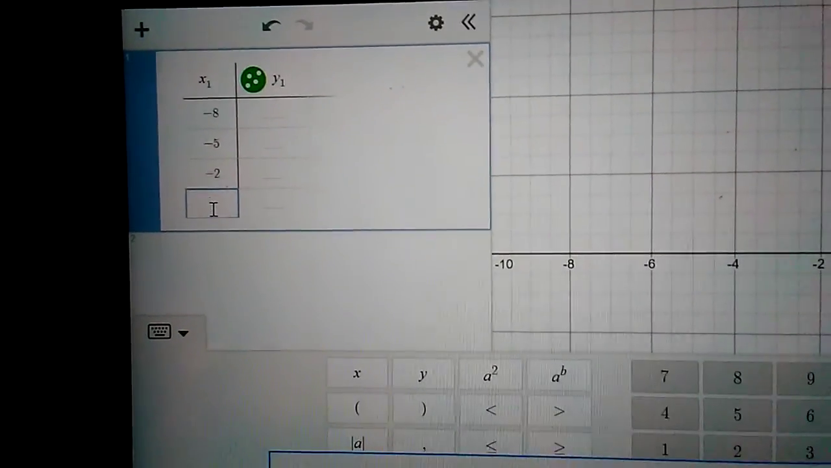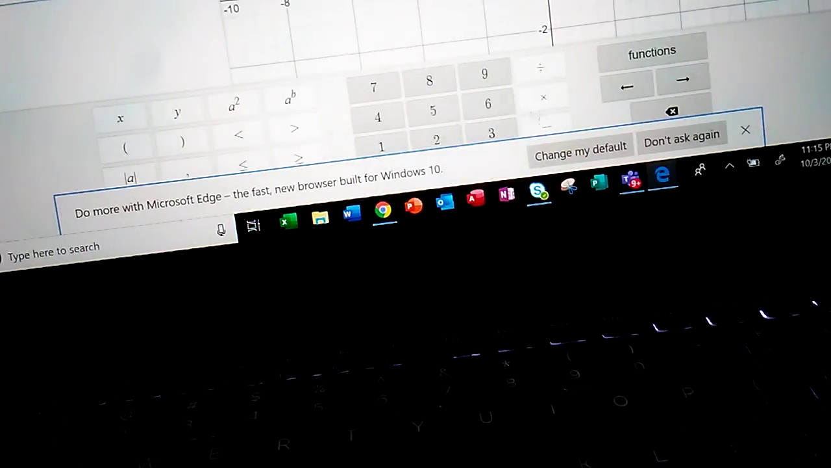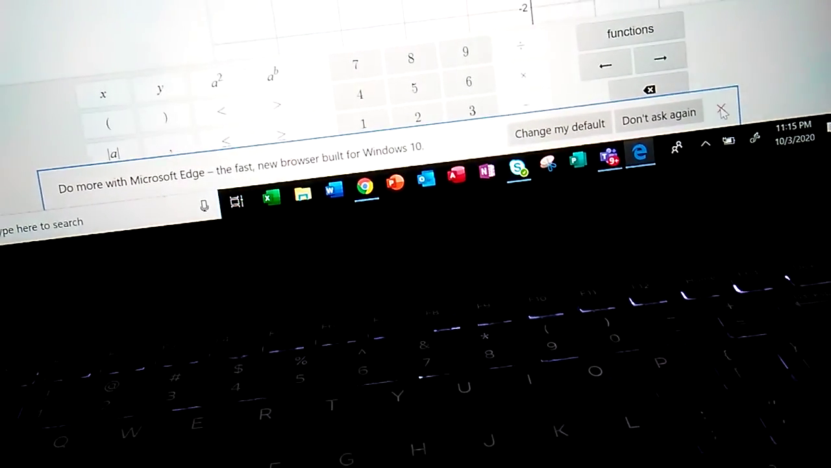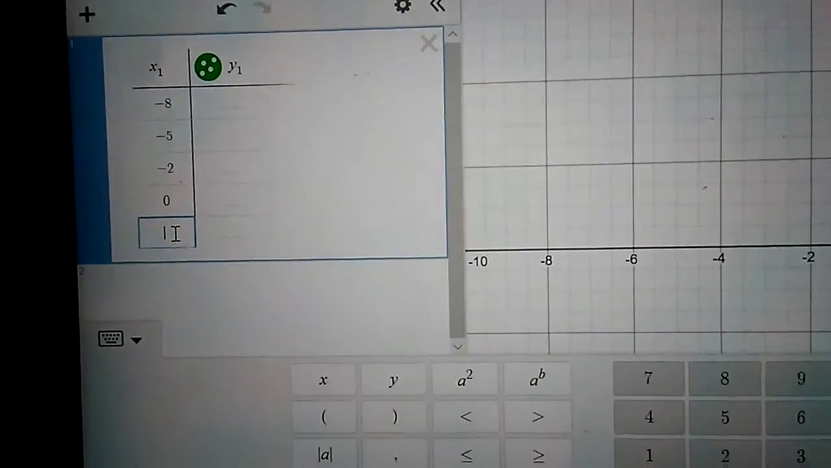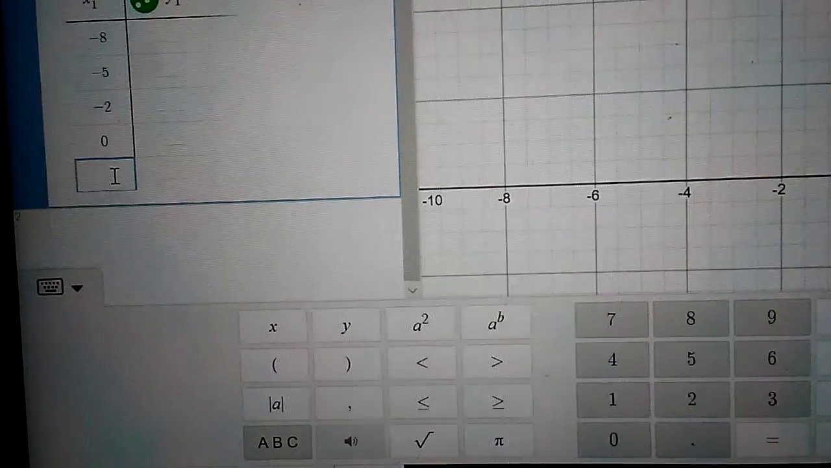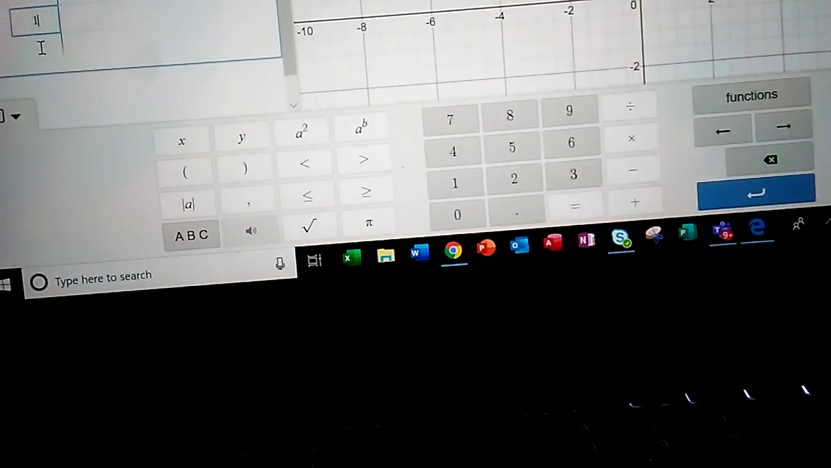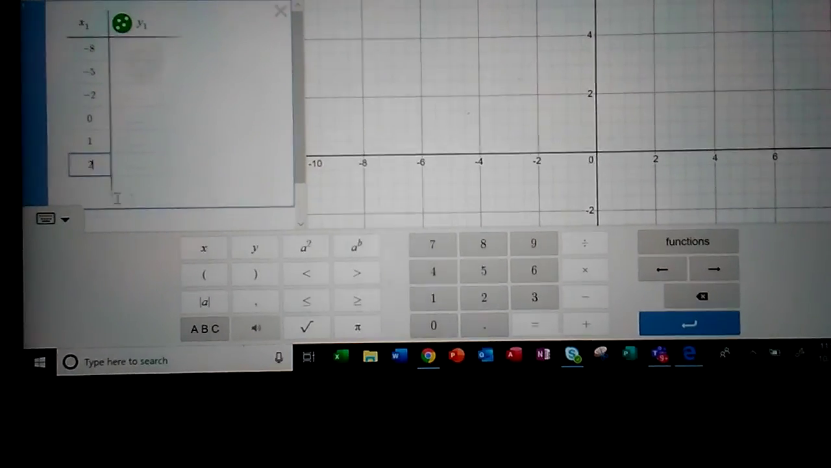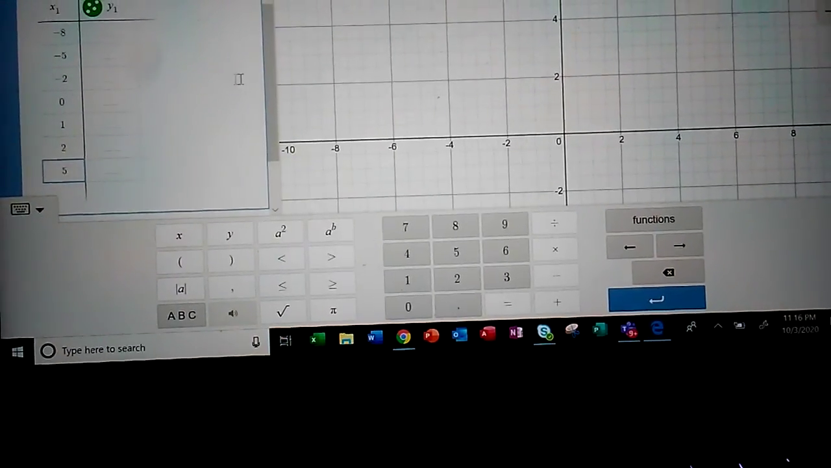and underneath that, 0. Right now I'm just filling in the x column. And then I'm going to put 1, 2, and 5.